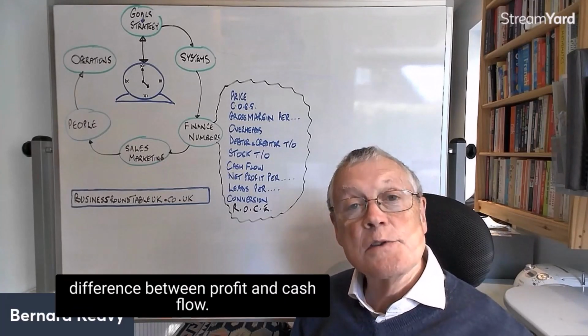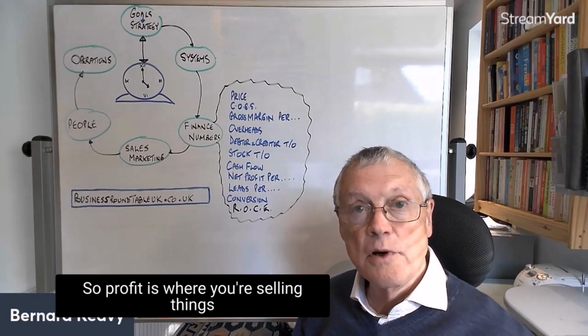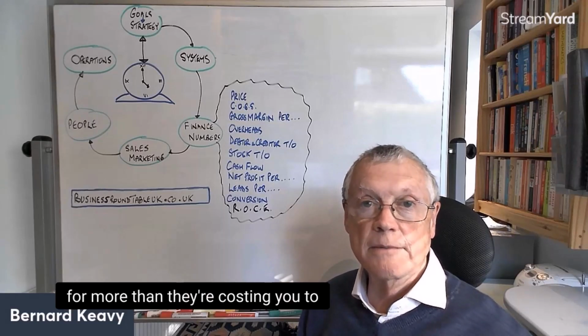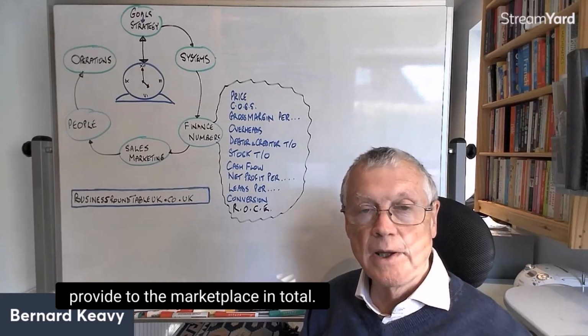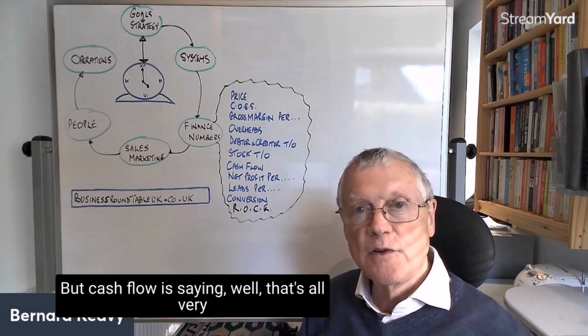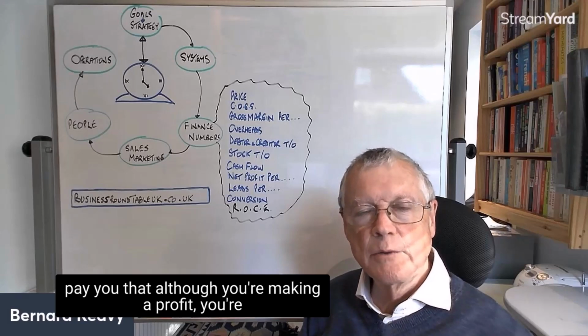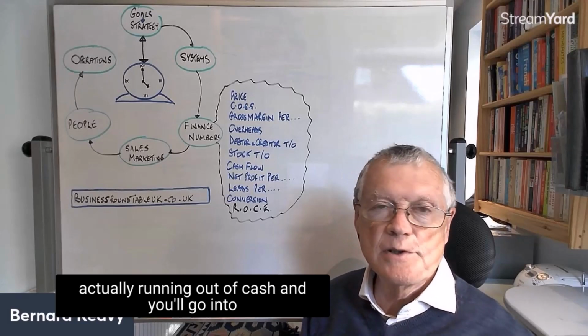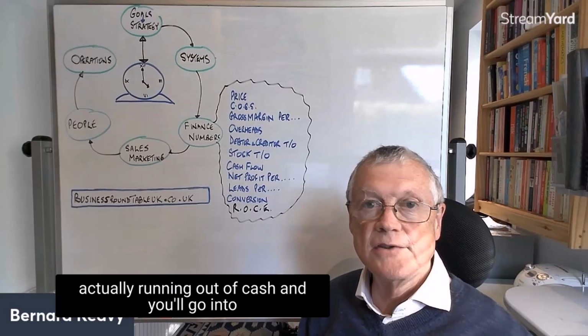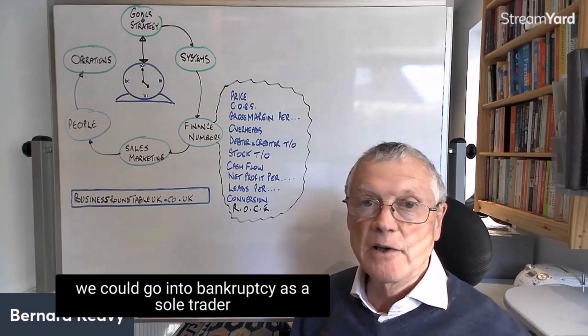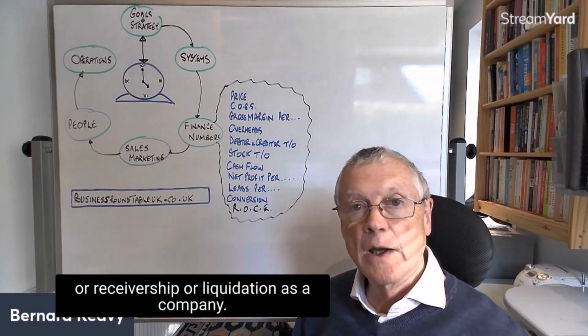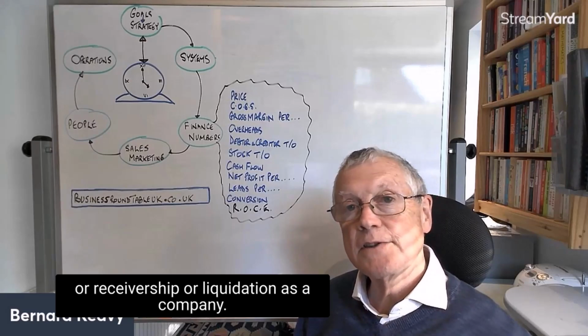And you need to know the difference between profit and cash flow. Profit is where you're selling things for more than they're costing you to provide to the marketplace in total. But cash flow is saying, well, that's all very well, but is it taking people so long to pay you that although you're making a profit, you're actually running out of cash, and you could go into bankruptcy as a sole trader, or receivership, or liquidation as a company.